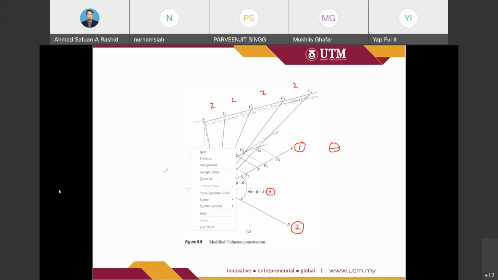Later on, we need to determine the area, to get the value for the weight. So that will be the third step.